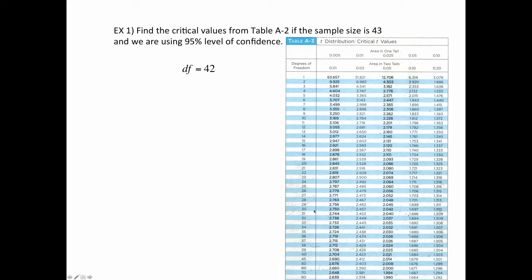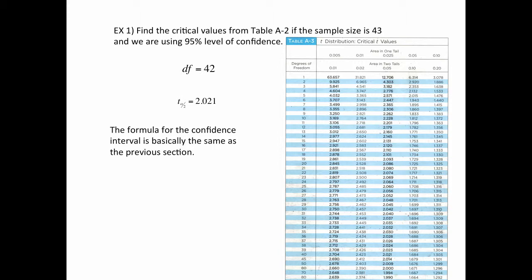Because it's 95% level of confidence, I should be using this 0.05. So go down the middle column, and we're going to be using the 40. That is right here, 2.021. So there's the critical value. And the formula is basically the same. You just use the t instead of the z.